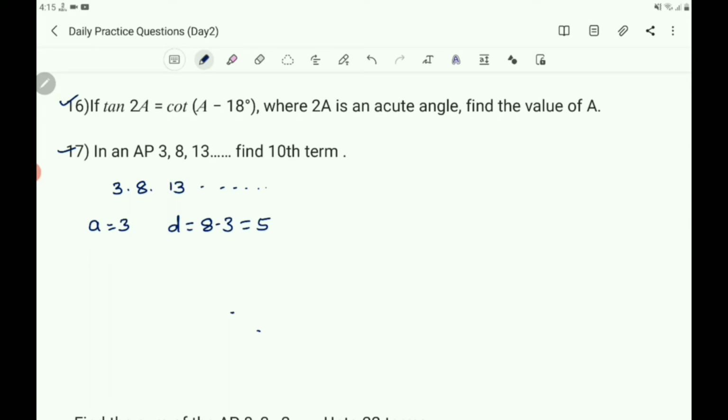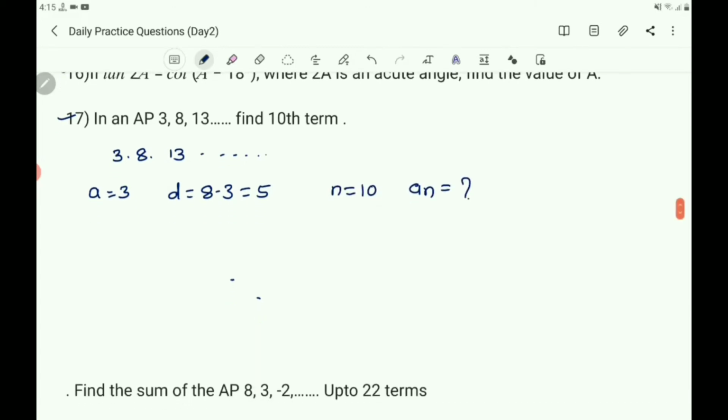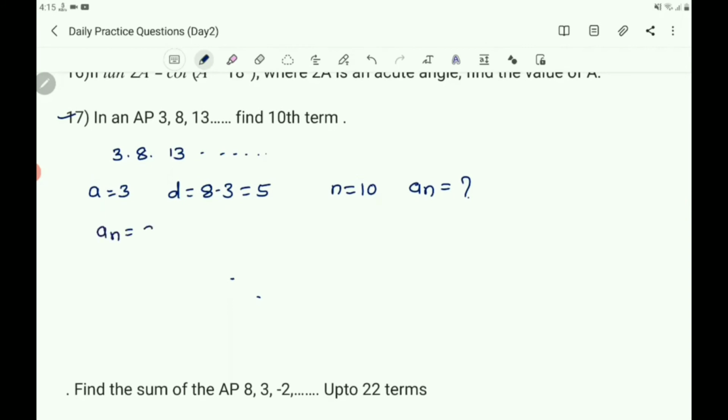And what you have to find out? Here the 10th term is to be found out. So you write n equals 10, an equals question mark. Now you write the formula for an. an equals a plus n minus 1 into d. Here we have to find out a10, n equals 10. a is 3, 3 plus n is 10 minus 1 into d, d is 5.